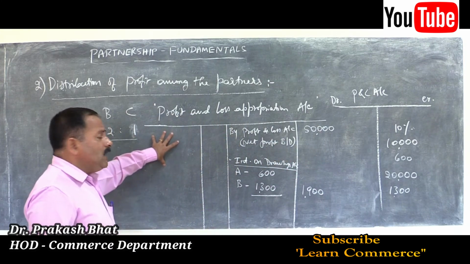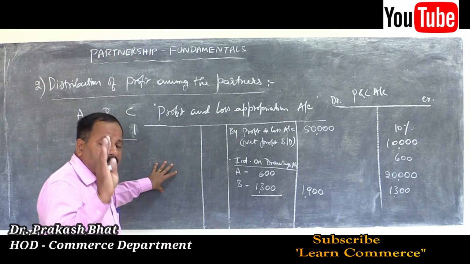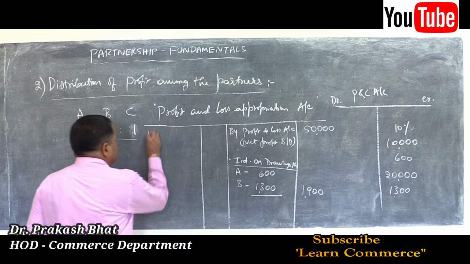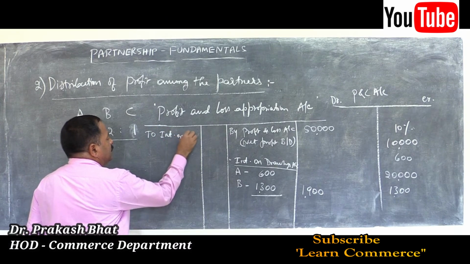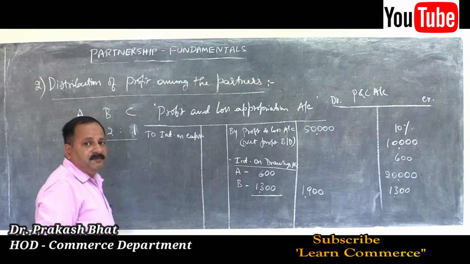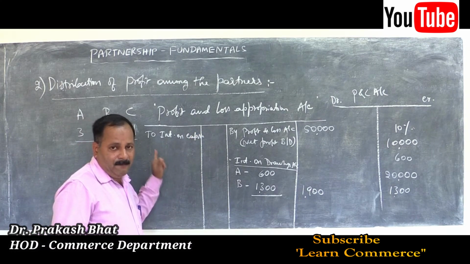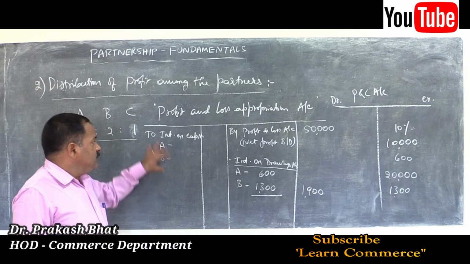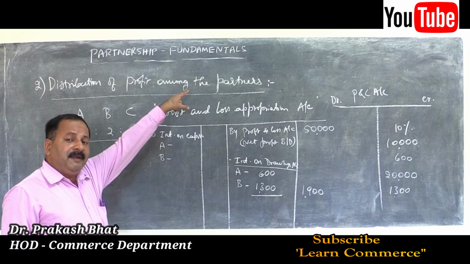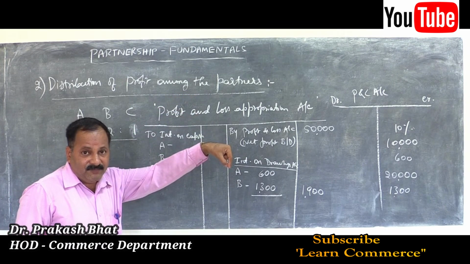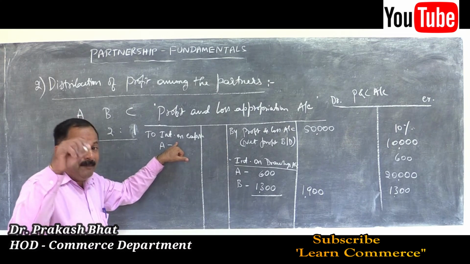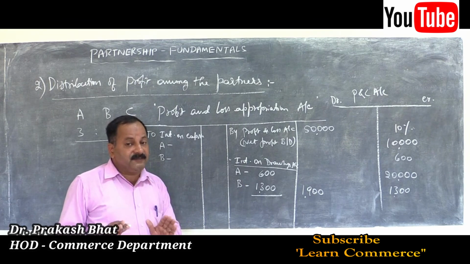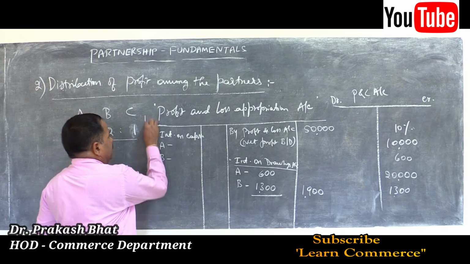Then all other items that will be given in the problem will be expenses. Remember, what are the items that may be given? Interest on capital account, and that also for A and B. Remember, A and B interest on capital is given. So you have to calculate interest on the capital given in the problem at the given rate of interest. And interest on capital is the amount payable by the firm to the partner. So it is an expense to the firm. Remember, it is an expense for the firm. So we have to record it on the debit side.